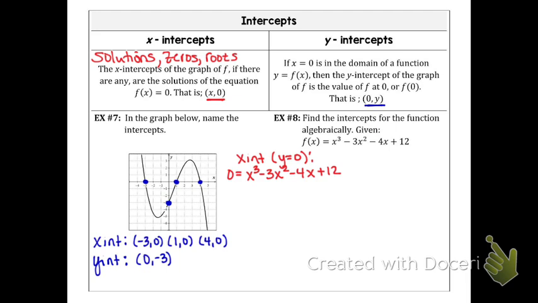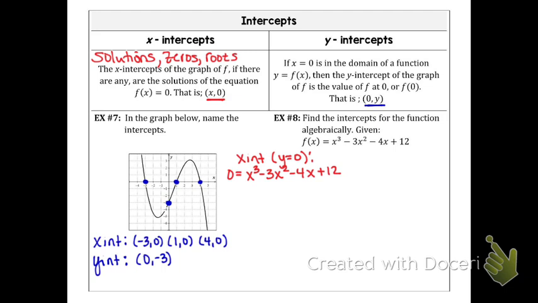Now remember, anytime you have an equation where you have more than one form of the x, so like x cubed and x squared or x squared and x, they're not like terms, but they both have the variable, then you're going to have to factor in order to solve it.